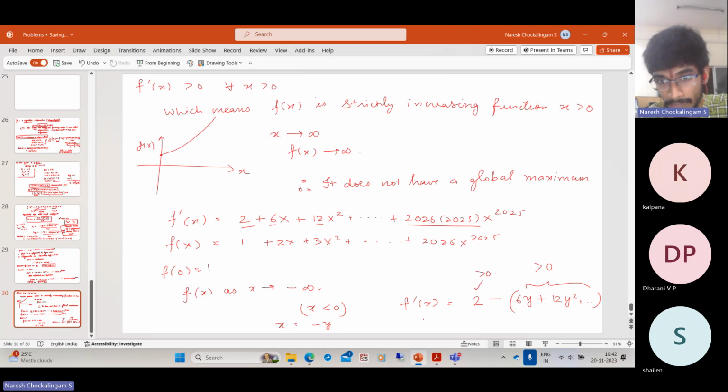2 is positive. So f dash of x can be 0. So this is a positive value. We have positive values of y for which f dash of x equal to 0 is possible.